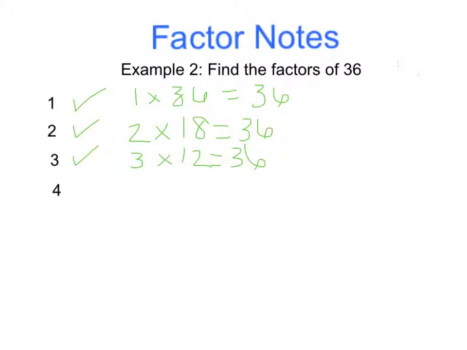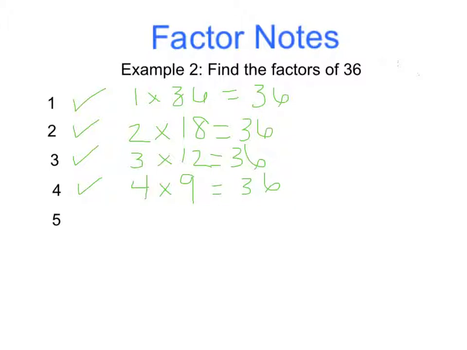The next number we have to test is 4. The divisibility rule for 4 is if the last 2 digits of the number are divisible by 4. So 36 is divisible by 4. 4 times what equals 36? Well, 4 times 9 equals 36. So that means that 4 and 9 are also factors of 36.